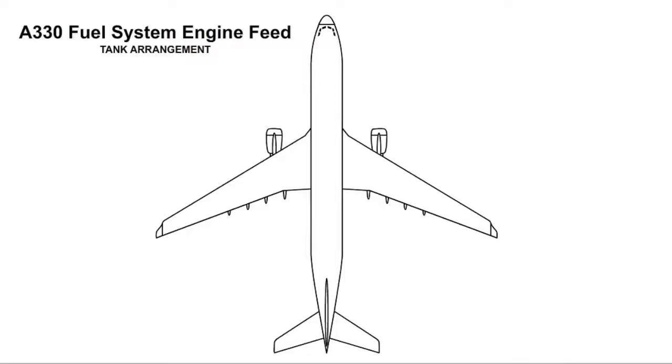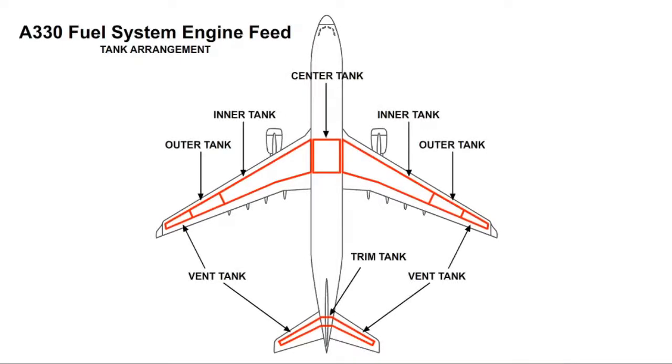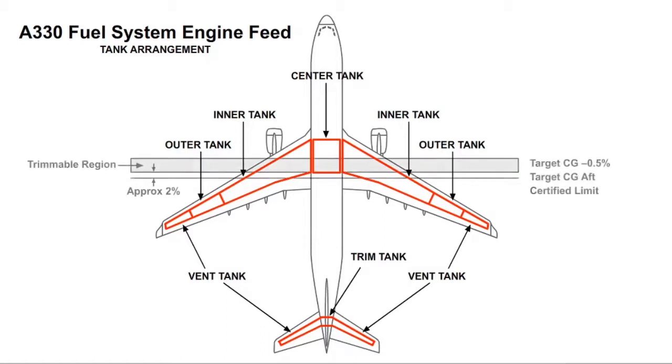This is a simplified diagram of the A330-200 fuel system. The system includes a fuel tank located in the trimmable horizontal stabilizer, which is controlled by a fully automatic stabilizer trim tank transfer system. The system controls the center of gravity, or CG, of the aircraft by transferring fuel to or from this trim tank to maintain a CG within 0.5% of a target value.